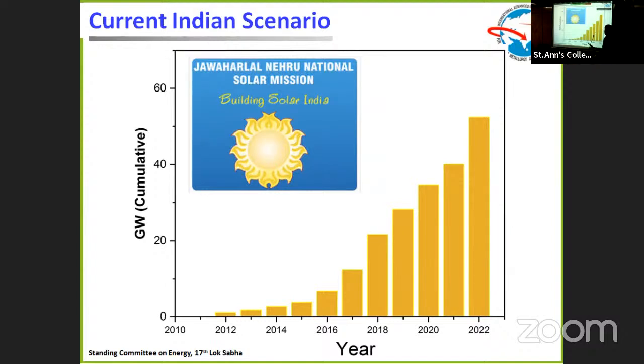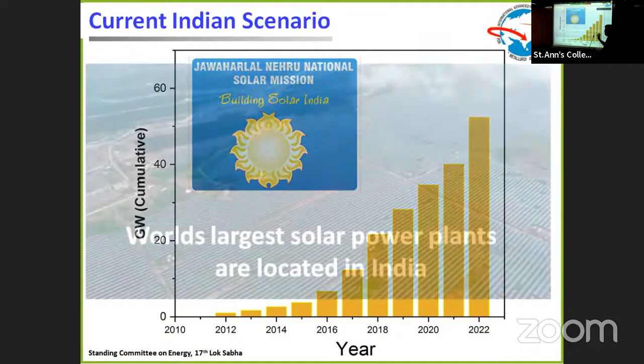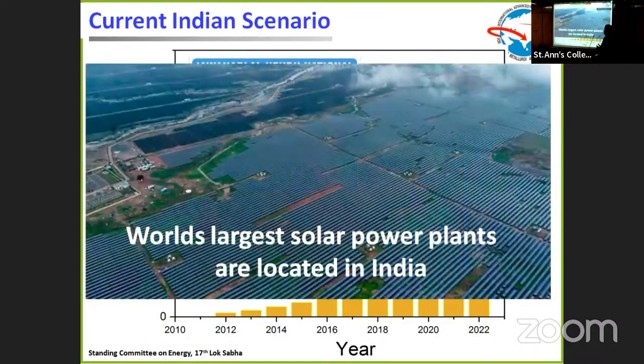But this first generation one is already deployed at a very high level around the world, and most of our commercial deployments are based on silicon solar photovoltaics. Because of this kind of policy and very wide, aggressive deployment, now some of the best and world's largest solar photovoltaic power plants are located in India. This one is Pavagada in Karnataka. The capacity is close to maybe 2 gigawatts at one place. So altogether, our capacity is now 60 gigawatts.